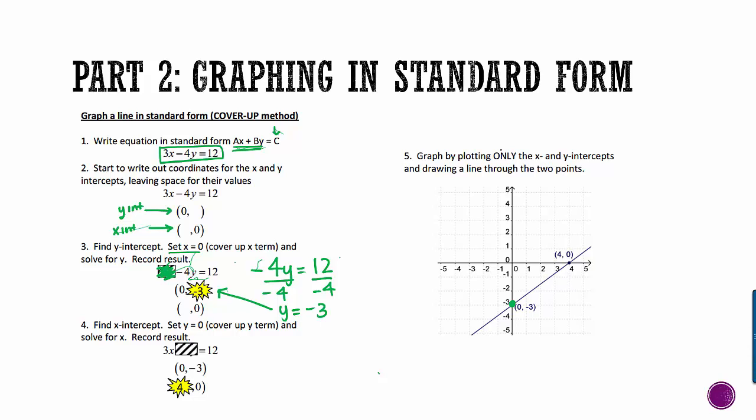Now the next thing we're going to do is find the x-intercept. But this time, we're going to make y equal to 0. When you plug in 0, that makes this whole term disappear, and all you have is this equation, 3x equals 12. Again, really easy to solve. We get that x is 4. That's another point, and because we have 2 points, we can connect the dots and make our line.